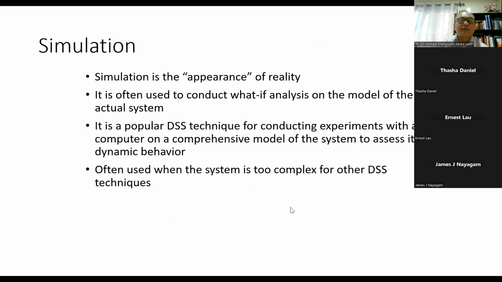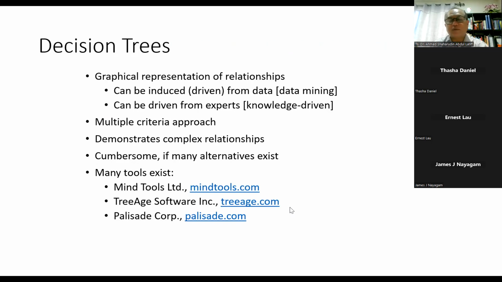Besides that, what is a payoff? Payoff is the thing that you will get in return. What will be the benefit that you get in return from your decision? Then you have a decision tree. A decision tree is a graphical representation of relationships. It can be induced from data mining, or it can be expert driven. Expert driven is qualitative. This is quantitative.